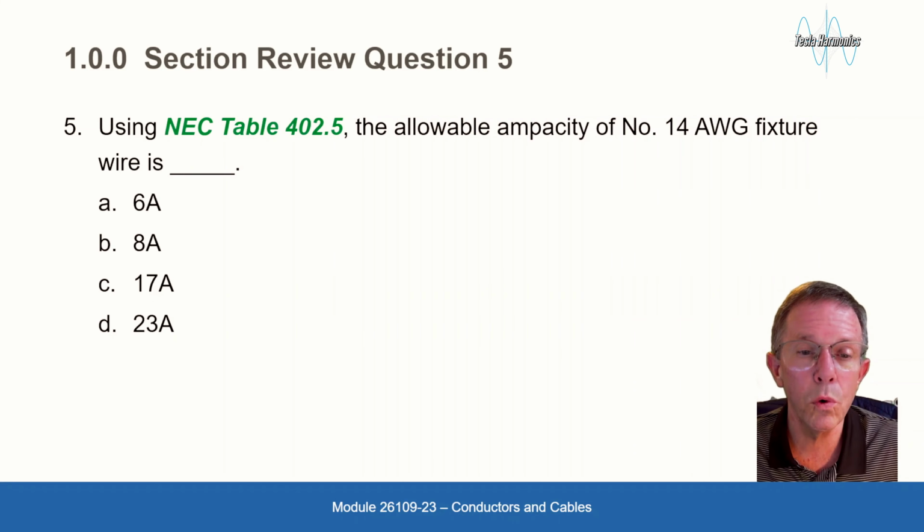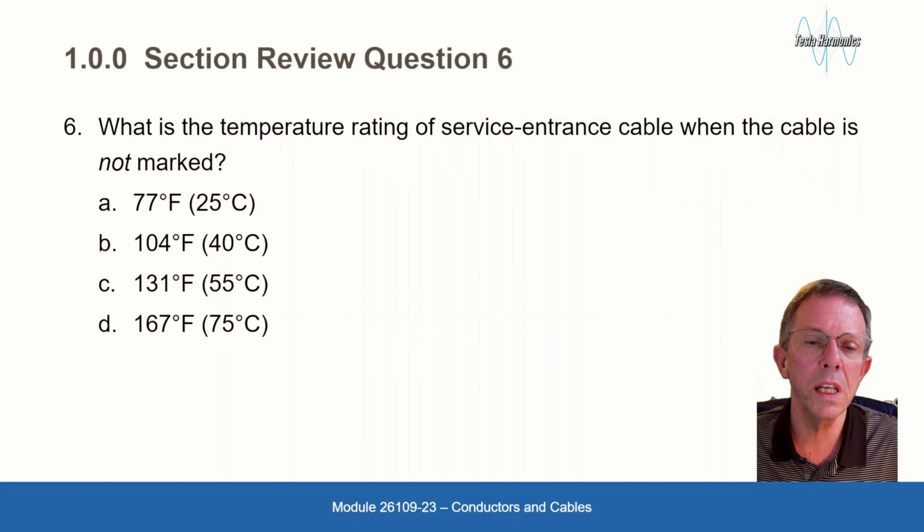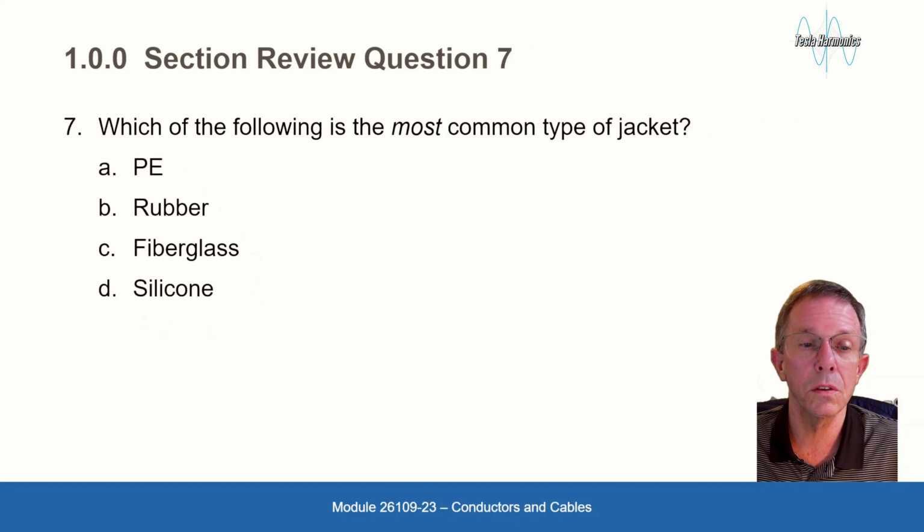Using NEC Table 402.5, the allowable ampacity of number 14 AWG fixture wire is 6 amps, 8 amps, 17 amps, or 23 amps. That would be C, 17 amps. What is the temperature rating of service entrance cable when the cable is not marked? 77 degrees Fahrenheit, 25 degrees Celsius, 104 Fahrenheit, 40 Celsius, 131 Fahrenheit, 55 Celsius, or 167 Fahrenheit and 75 Celsius. That would be D, 167 degrees Fahrenheit, 75 degrees Celsius.